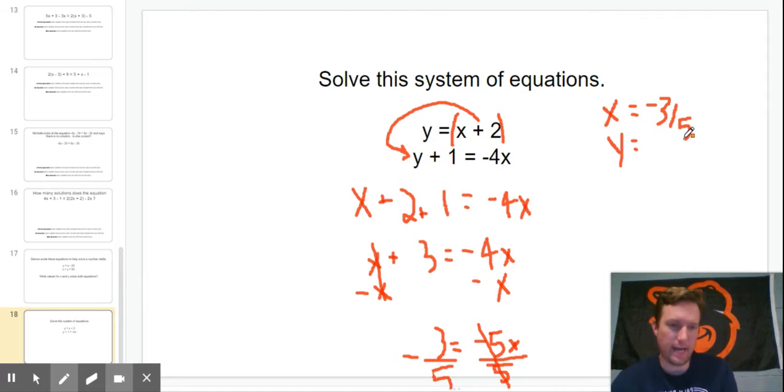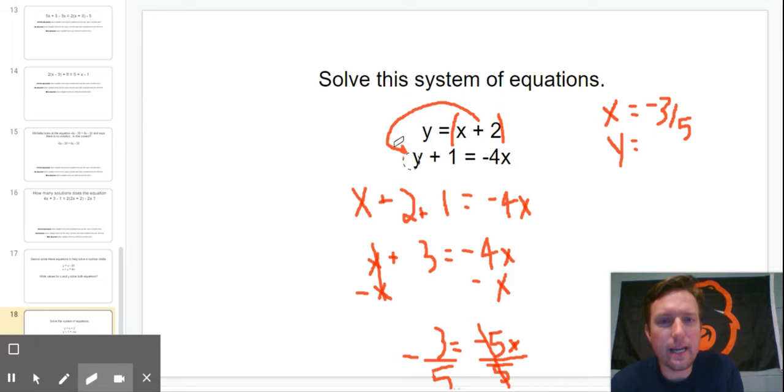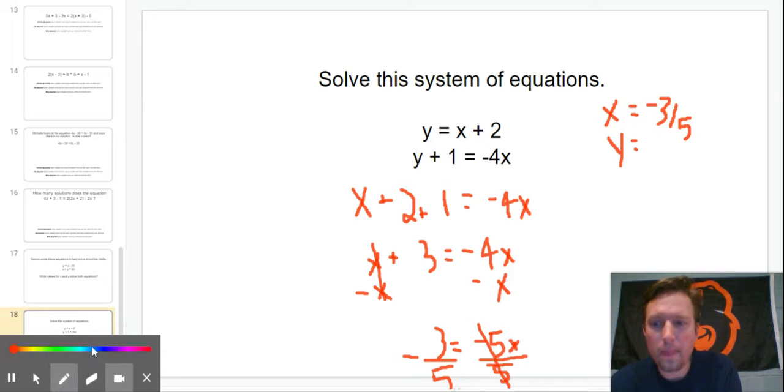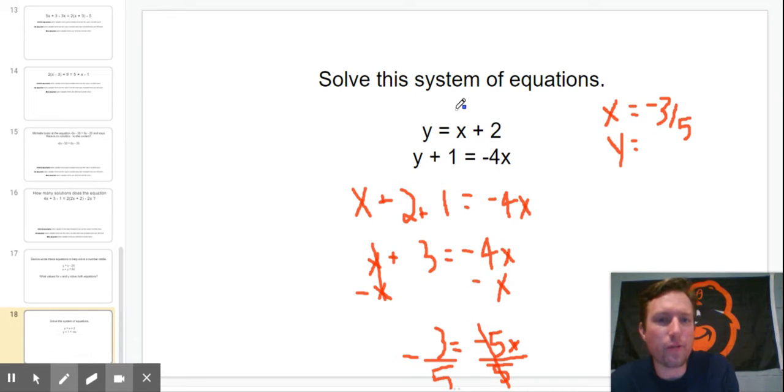But I can use that answer for x to now solve for y. Does anyone see how I might be able to do that? Well, if I plug in my value for x here into this equation, I then can solve for y, because this says negative 3/5 plus 2 equals y. So what's negative 3/5 plus 2? Well, let's do it together and make sure everyone knows how to do that.